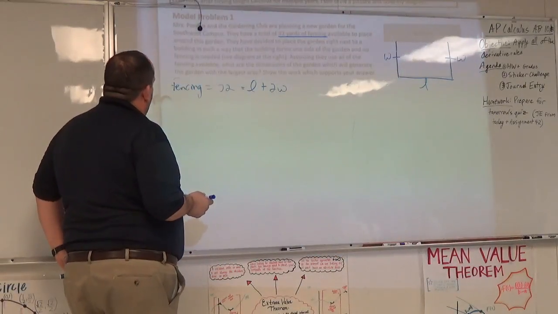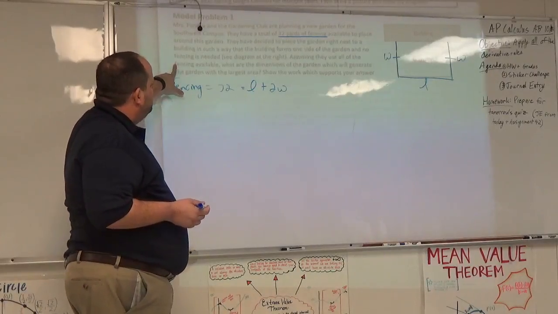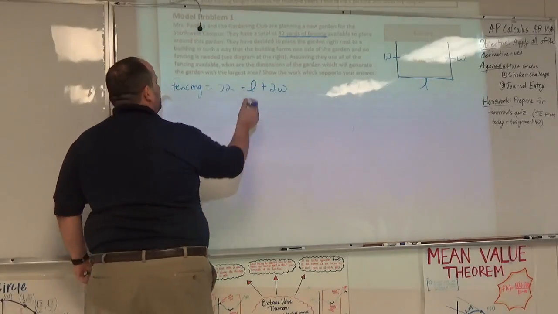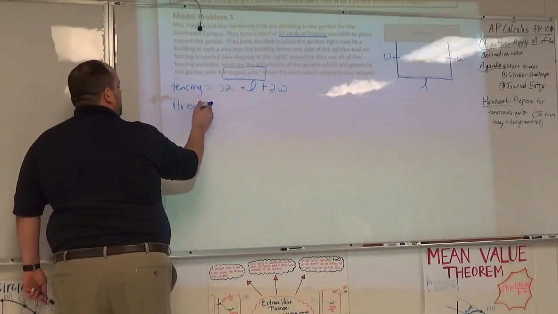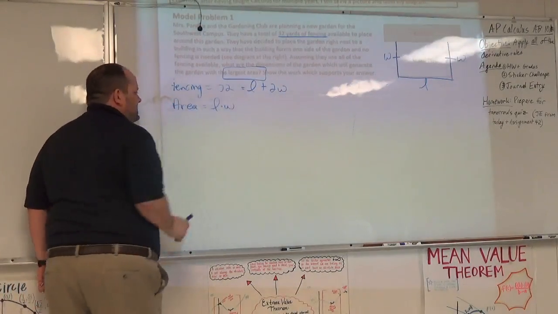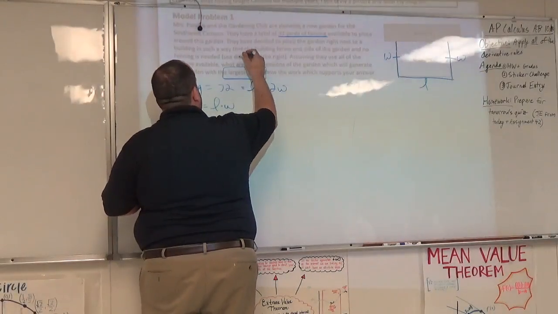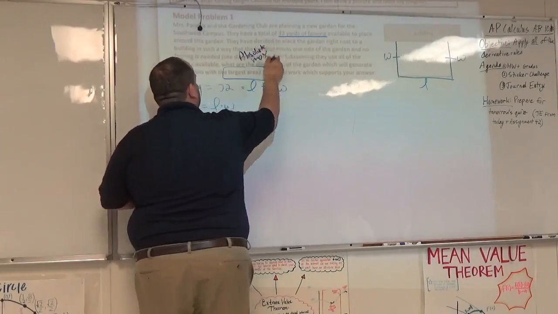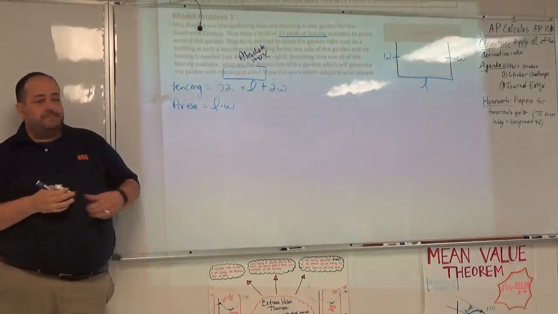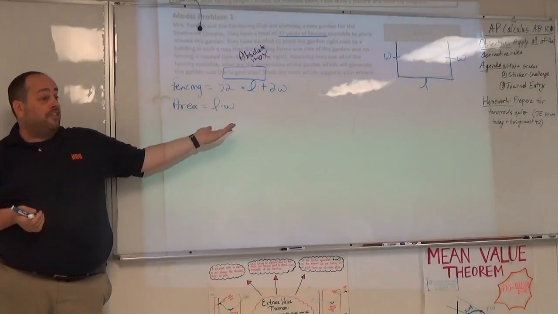Alright, assuming they use all the fencing available, good, I'm not going to have any fencing left over. What are the dimensions of the garden which generate the garden with the largest area? Well, the area of a rectangle is length times width. As soon as I see this largest, I'm thinking, oh, this is an absolute max kind of question. So if I'm going to do an absolute max, we're going to take a derivative. We're going to set it equal to 0. We're going to do all the things.